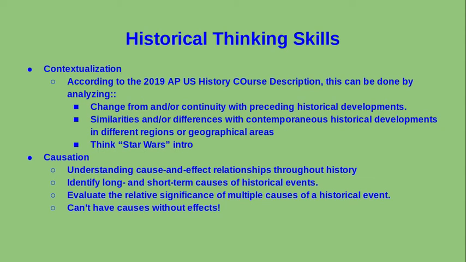Causation. If we're talking about immigration, and again, I'm trying to take these historical thinking skills and put them within the context of immigration. What are the cause and effect relationships that we see? What caused particular groups of people to come to the United States? We have a big influx of Irish and German immigrants in the 1840s and 50s. Why? Well, you have the Irish potato famine. You have militarism in Germany.